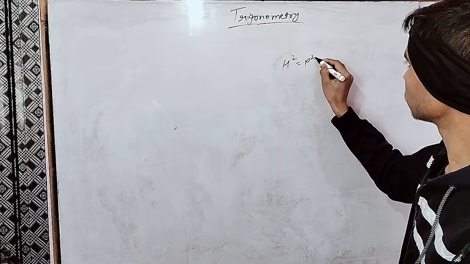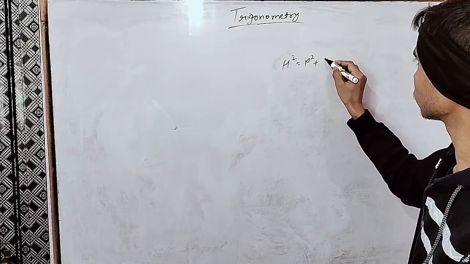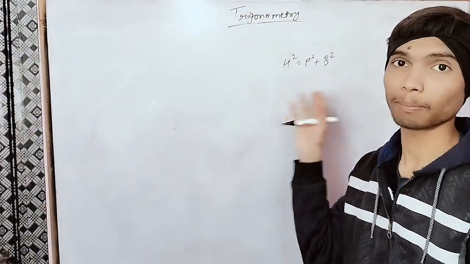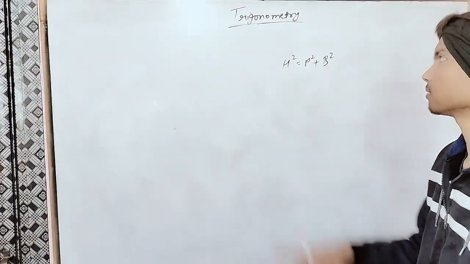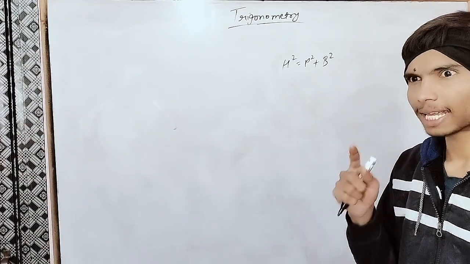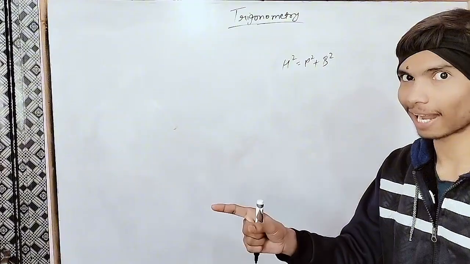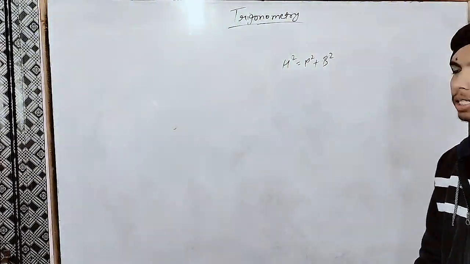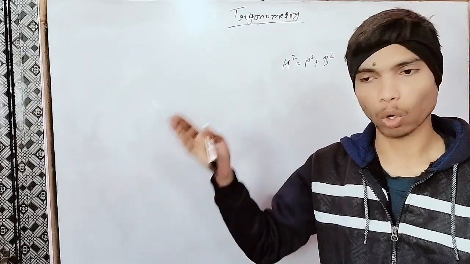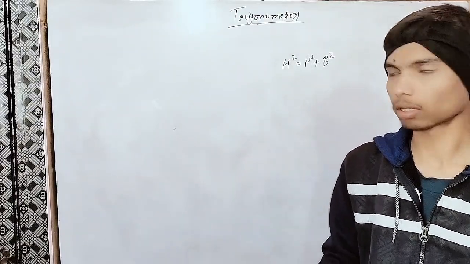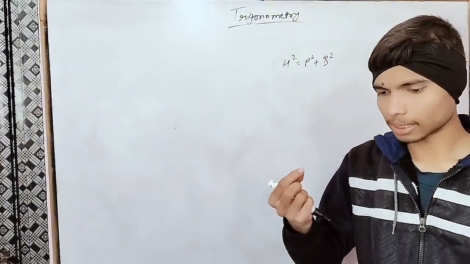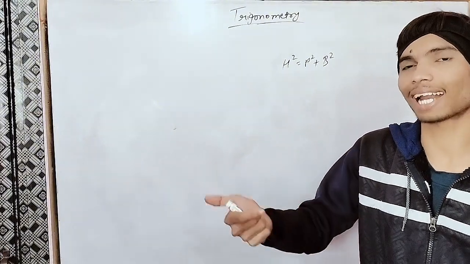H. What do you understand by this? What is H? What is P? What is B? We say H is the hypotenuse of a triangle. Am I right? You would say yes, you are right. P means the perpendicular of a triangle. Clear? B means the base of a triangle.